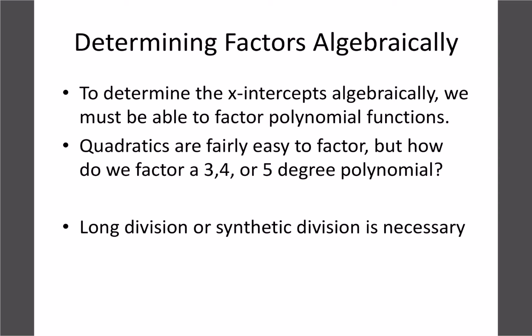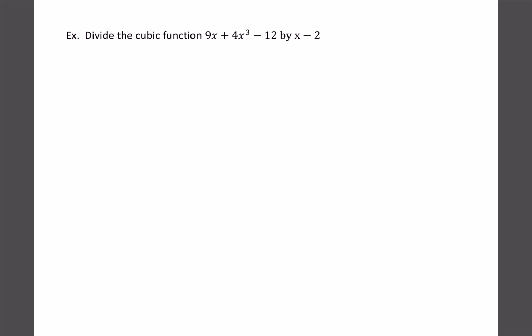So to get an x-intercept algebraically, the idea is how do we do that? We need to factor, but how do we factor a third, fourth, or fifth degree? We're going to have to do some long division. So let's quickly go through a long division question, but before we get to the actual question, let's try in terms of numbers. So let's just do a simple one here.